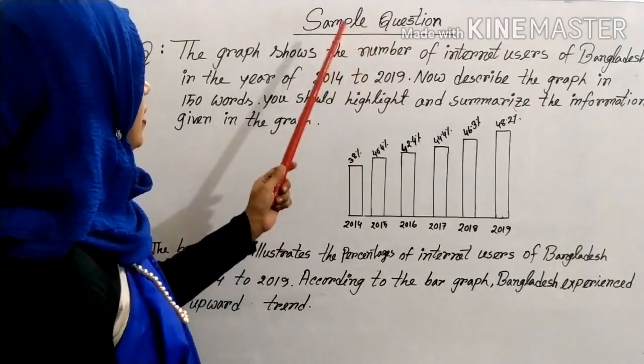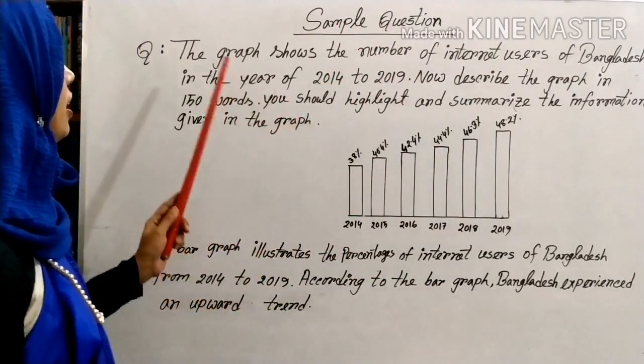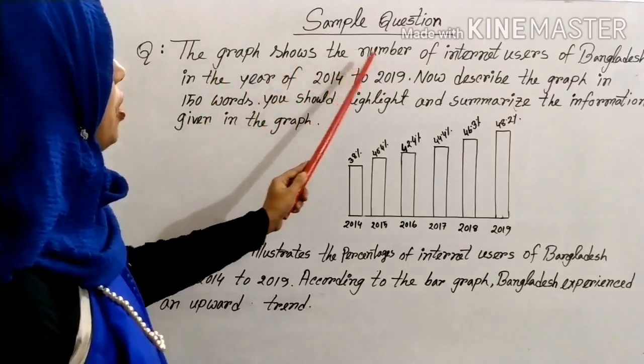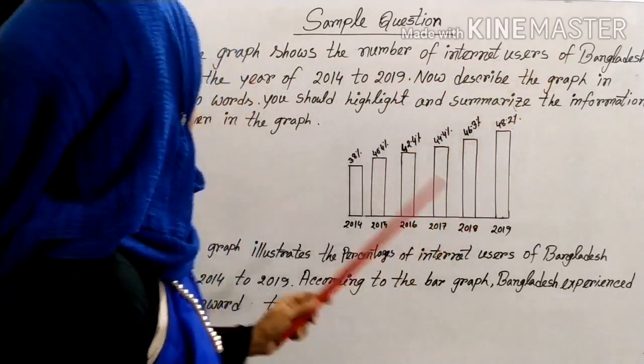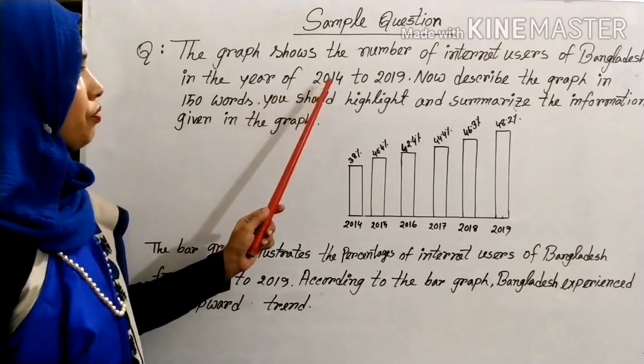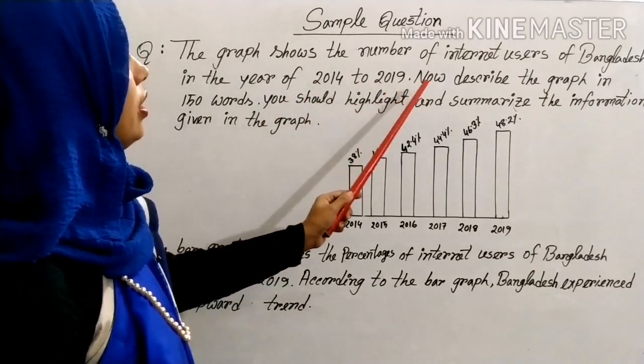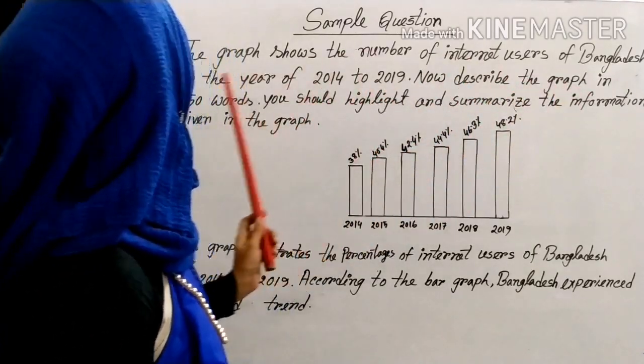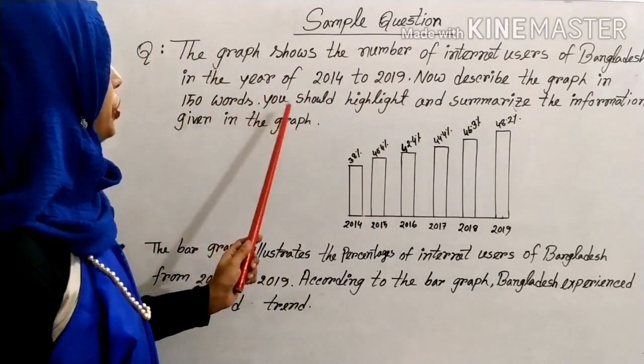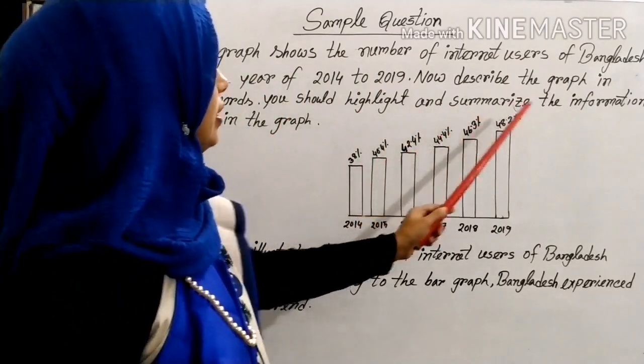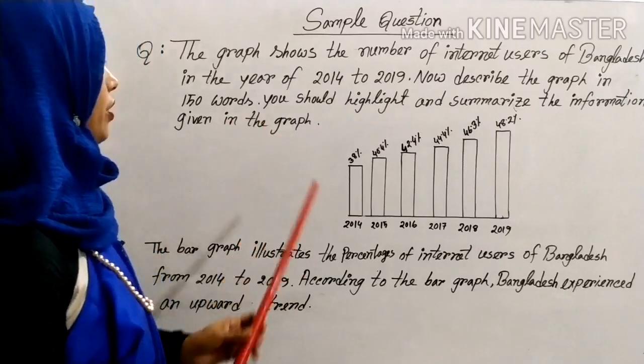Here you can see the sample question I have written here. The graph shows the number of internet users of Bangladesh in the year of 2014 to 2019. Now describe the graph in 150 words. You should highlight and summarize the information given in the graph.